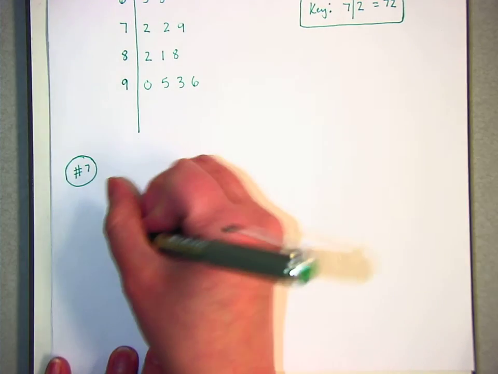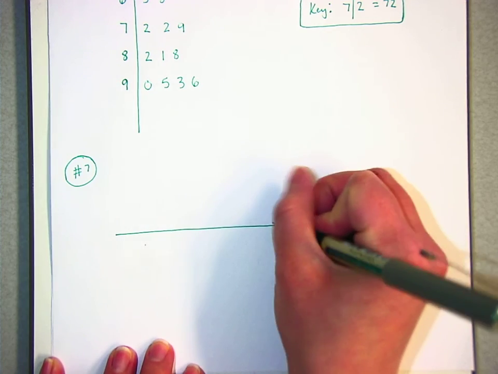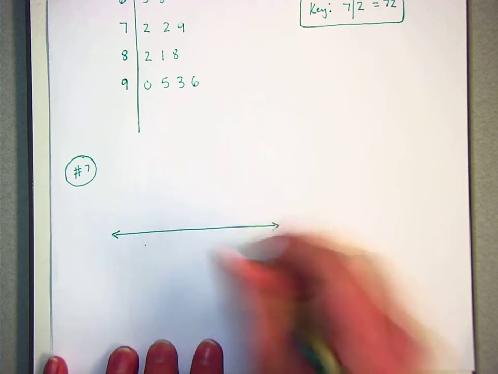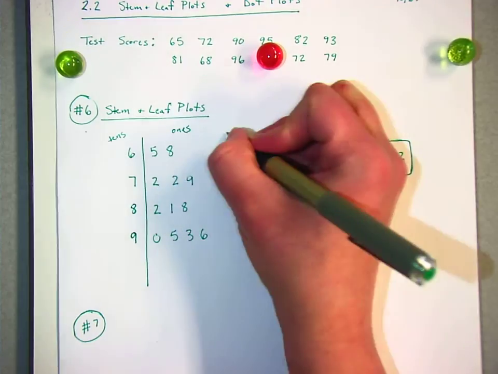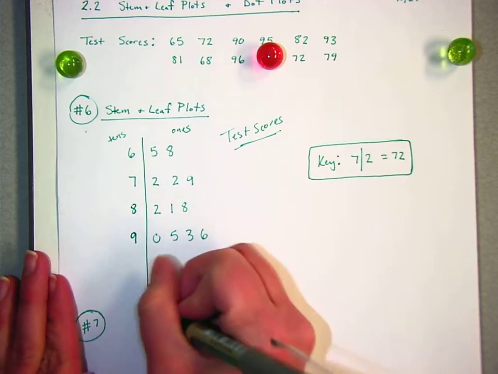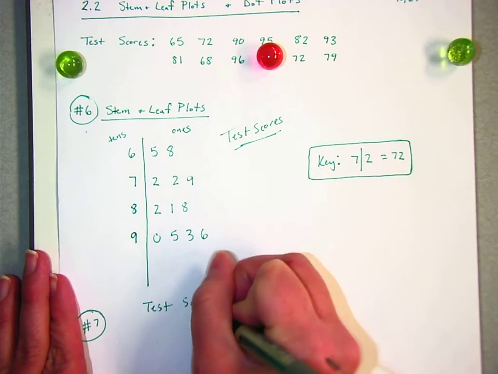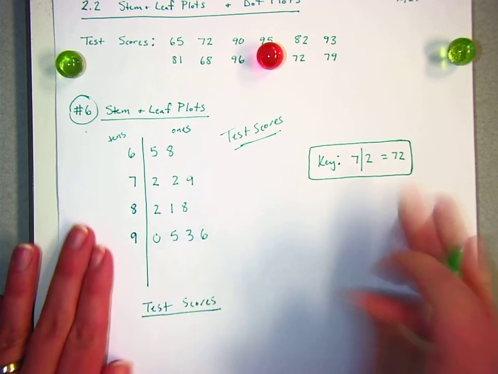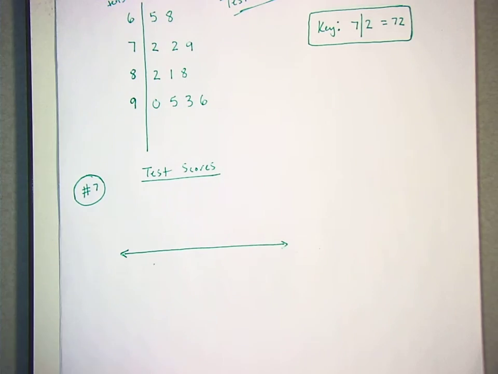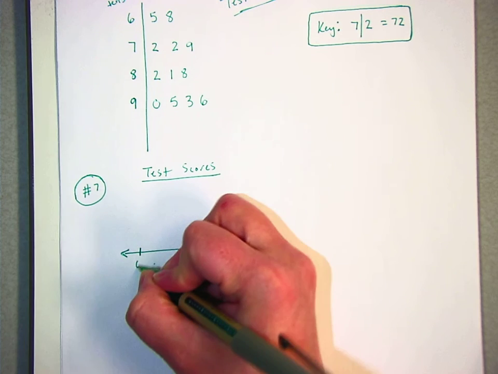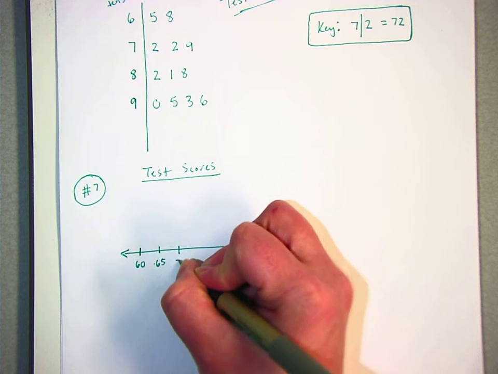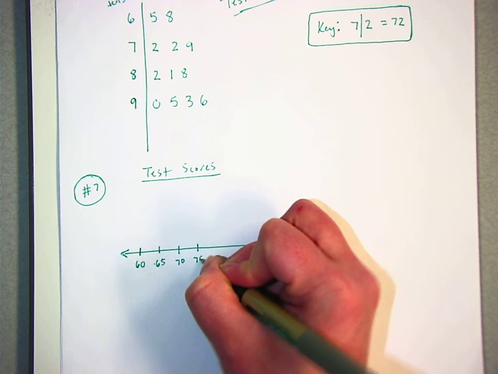Number 7 is a dot plot. So dot plots look like this. It's basically a number line with dots going up. Oh, and also, with stem and leaf plots, you always need to have a title. So I'll just put test scores here, and then same thing down here, test scores. You have a number line going across the bottom, and it can start wherever you want it to start. In my case, I'm going to start it at 60, and then I'll do 65, 70. It is important that you space it out correctly.